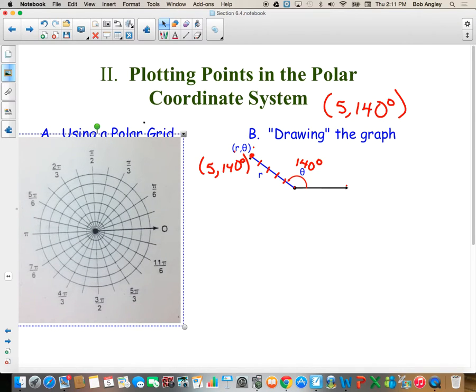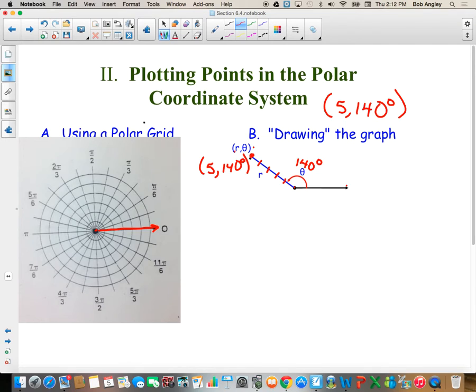All right, now, if we're going to plot a point on this, you need to see the following things. This point right here is the pole. This is the polar axis going out in that direction. Now, you will notice that there are other rays going out here, and they happen to be 15 degrees apart on the grids that you've got.